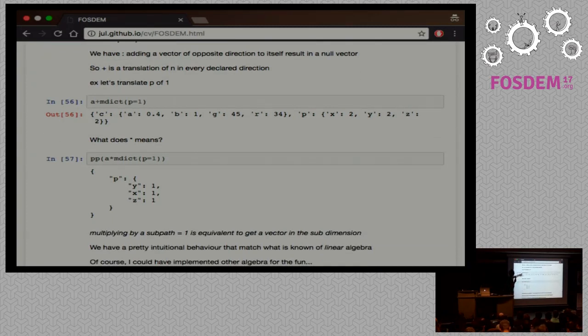So this is a translation of one, and I'm applying it only on P, and it's working like it should. X is equal to 2, Y to 2, and Z to 2. So multiplying in my context with this is kind of saying that we are subselecting the dict, and this dict is looking like a vector.